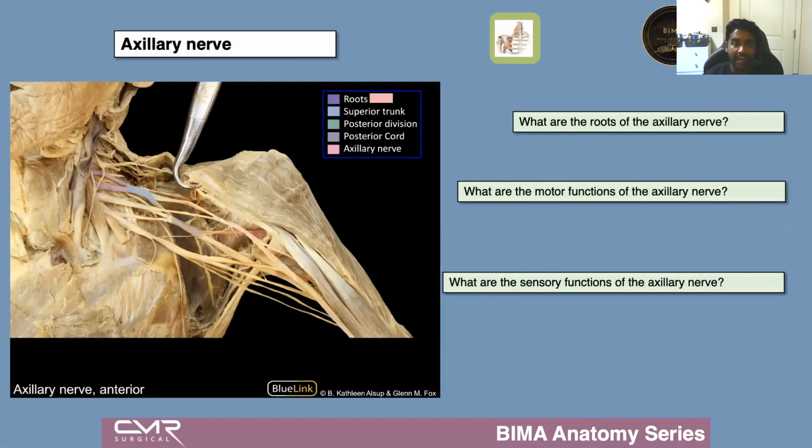Fine. Okay, so the axillary nerve, again, same set of questions, different nerve. What are the roots of the axillary nerve?